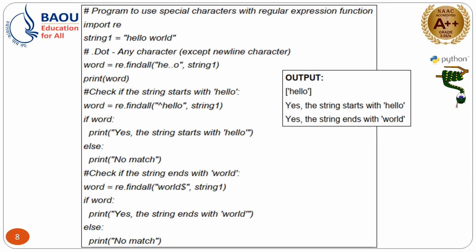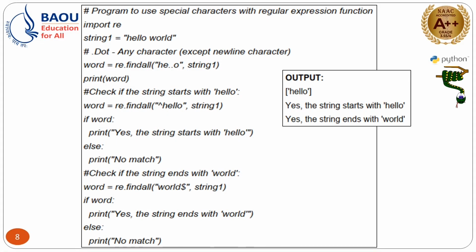So it will display hello, in the form of a list. Then, if you want to find a particular string that starts with a particular word or character, you use the caret sign. After the caret, hello means your string starts with the word hello, and those strings appear here as search results.